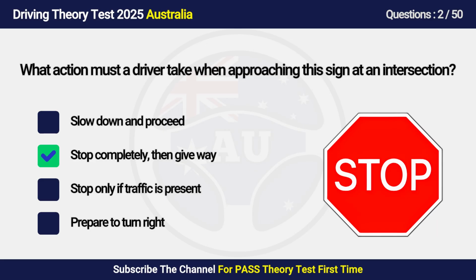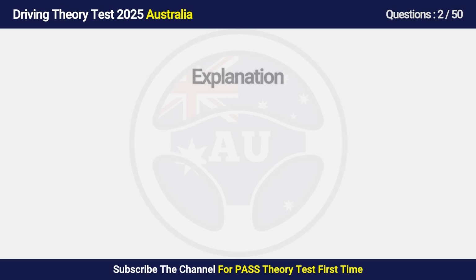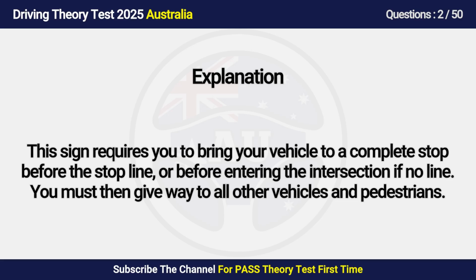Answer is B. Stop completely, then give way. This sign requires you to bring your vehicle to a complete stop before the stop line, or before entering the intersection if no line. You must then give way to all other vehicles and pedestrians.